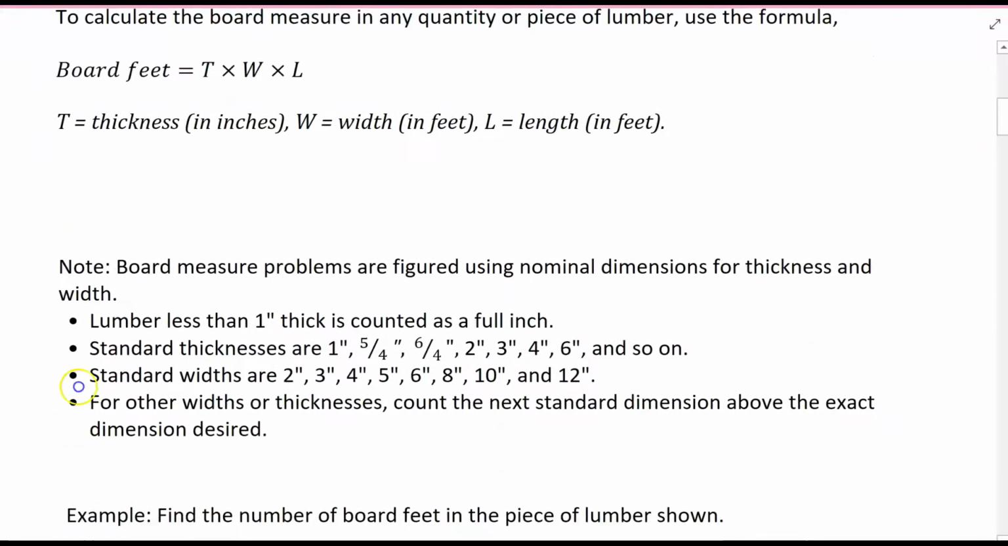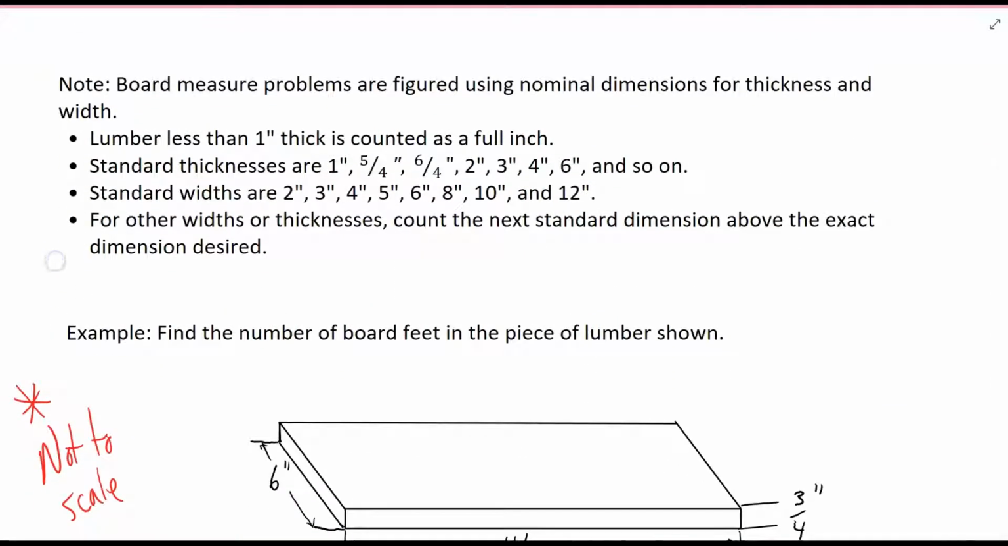Let's take a look at some examples. The first thing we need to note, though, is that board measure problems are figured using nominal dimensions of thickness and width. Lumber less than 1 inch thick is counted as a full inch. And so for thickness, if you're given a board that is measured 1/2 inch thick, we would have to use 1 inch for the board foot measurement.